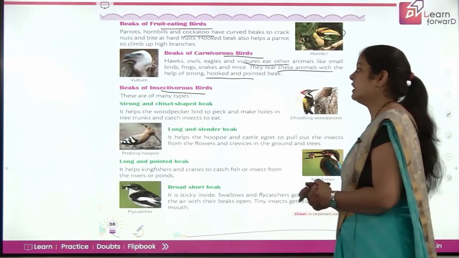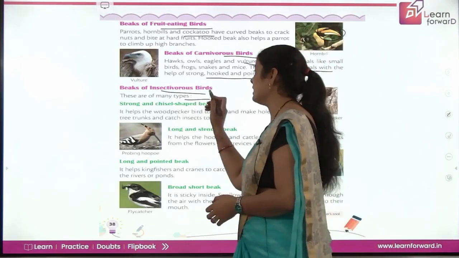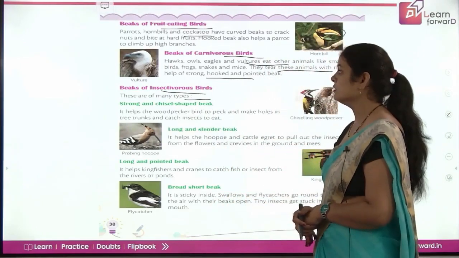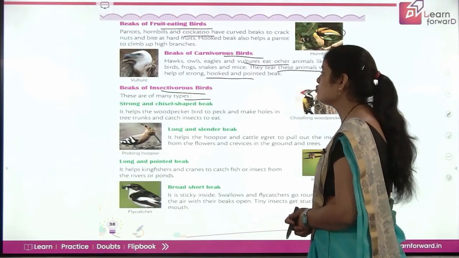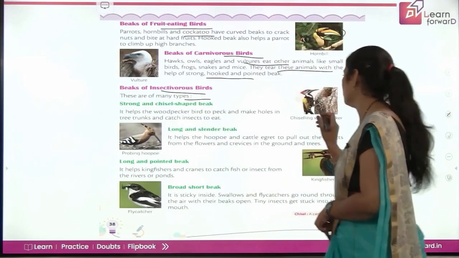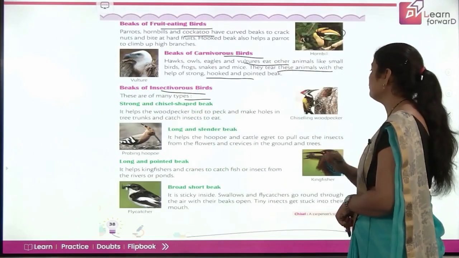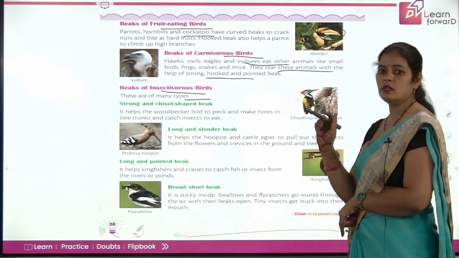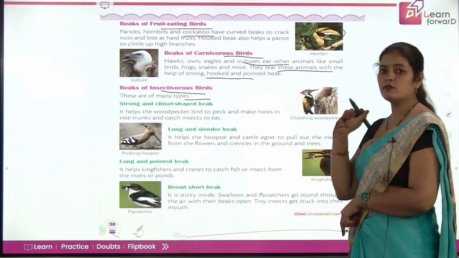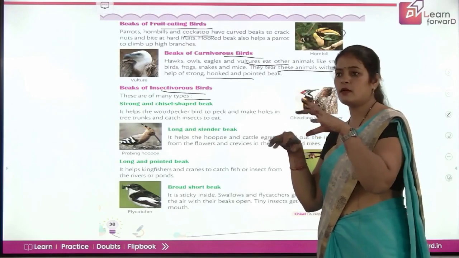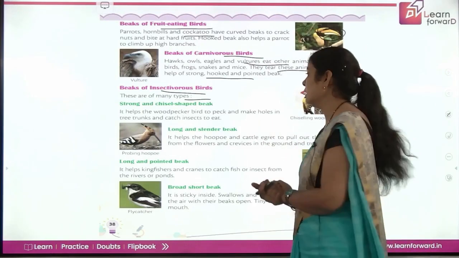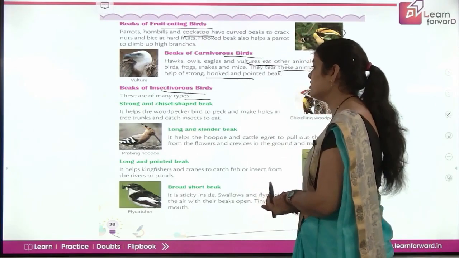There are many types of birds that are insectivorous, or they feed upon insects. First is the strong and chisel shaped beak. This is the chiseling woodpecker. What is it doing? It is striking the wood, the trunk of the tree, and making holes so that it can find some food for itself. So first is the strong and chisel shaped beak.